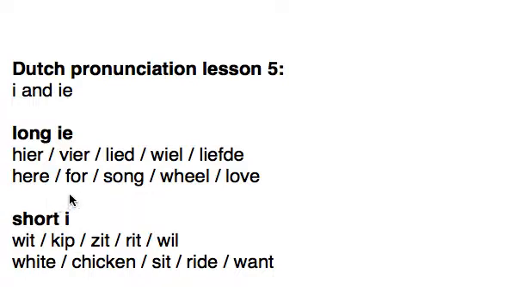And if the I is just an I, usually we're going to pronounce it as an E. So that's the I in English. You pronounce it as E. So that's I and E. For example, wit, kip, zit, rit, wil.